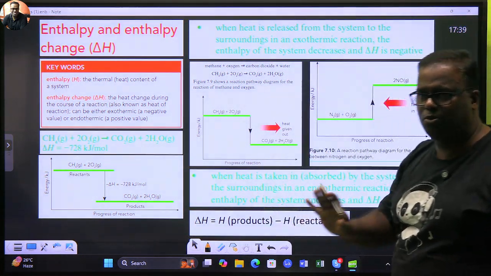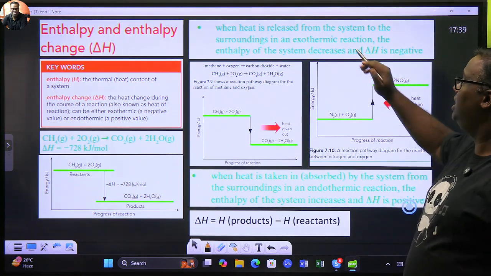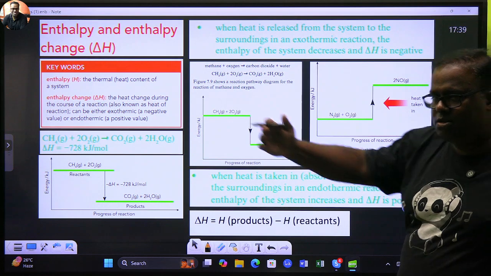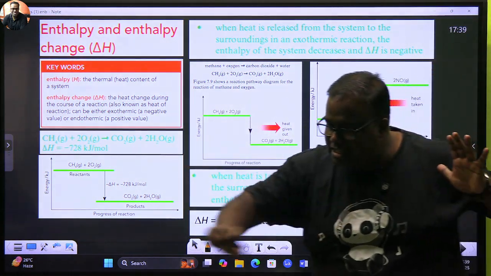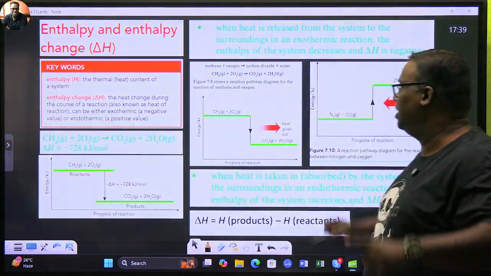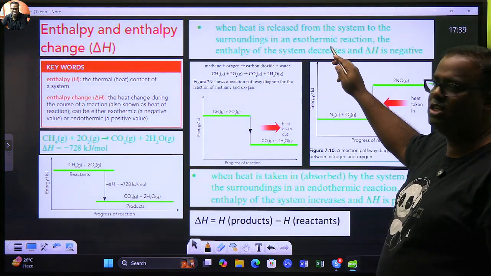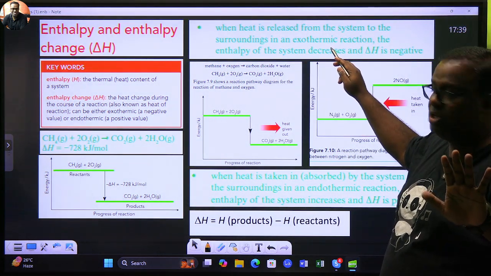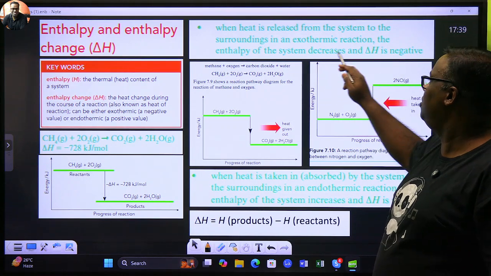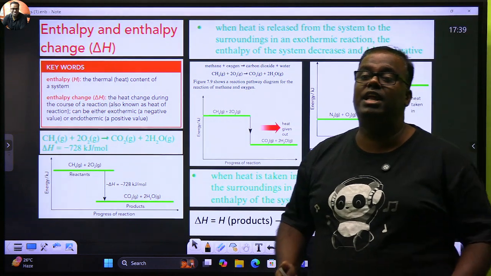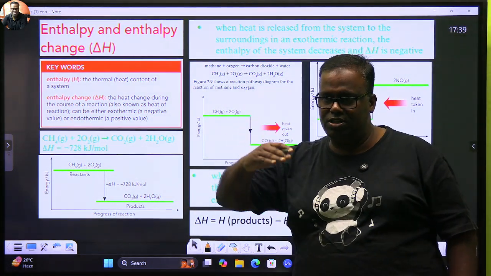Every block is important. We'll understand each block. When heat is released from the system, the system is the reaction. Heat exits the system. Exothermic. When heat is released from the system to the surroundings in an exothermic reaction, the enthalpy of the system decreases and delta H is said to be negative. The enthalpy of the system decreases.